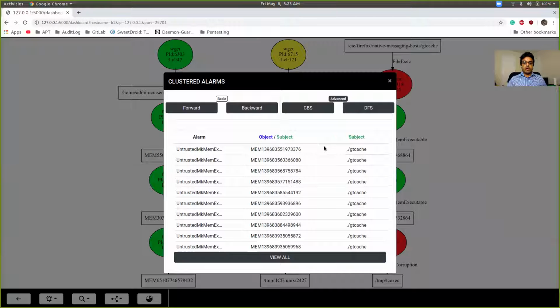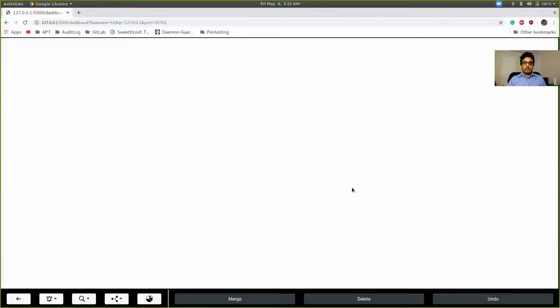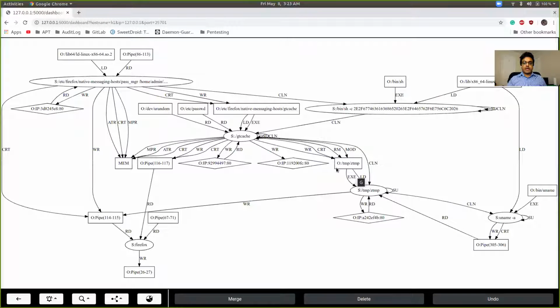Now we're going to perform our Morse's forward search. It results in a very compact graph depicting the attack scenario clearly.